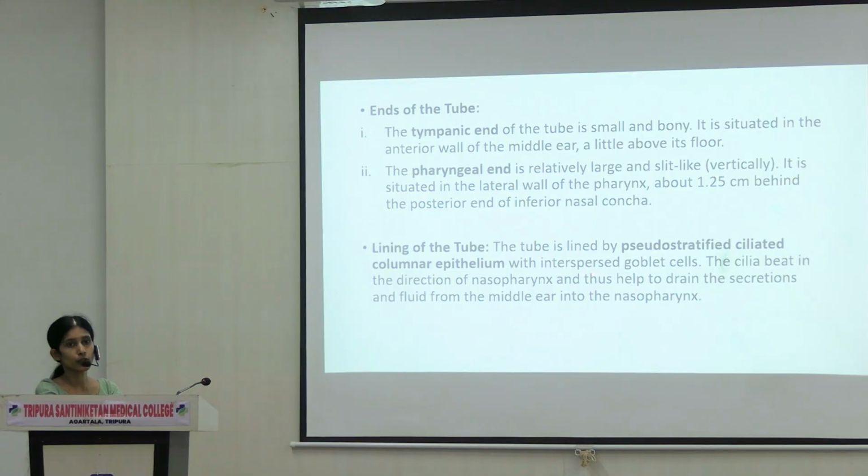Lining of the tube. The entire tube is lined by pseudo-stratified ciliated columnar epithelial cells. Okay. The cilia here beat in the direction of the nasopharynx and thus help to drain the secretions and fluid from the middle ear into your nasopharynx region.